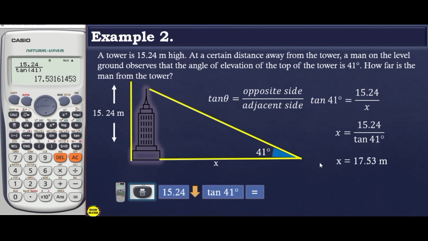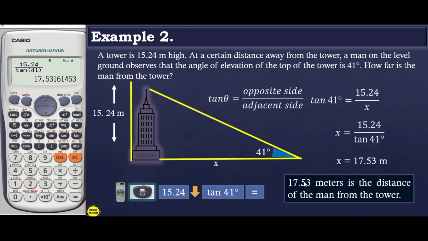So, we have x is equal to 7.53 meters. So, what is our answer? Since ang hinahanap ay how far is the man from the tower. So, make your answers complete. 7.53 meters is the distance of the man from the tower. So, ginawa ko na lang po siyang 2 decimal places.